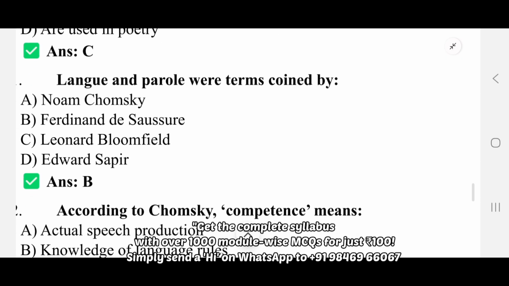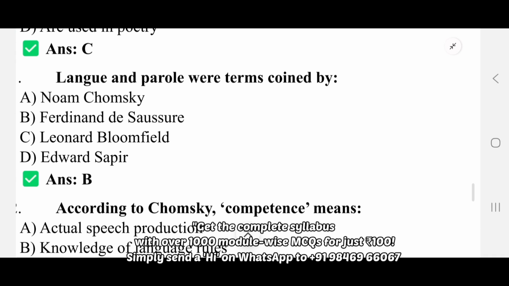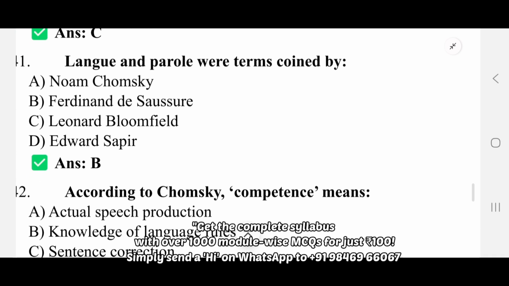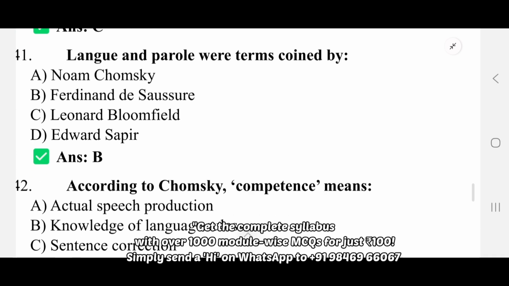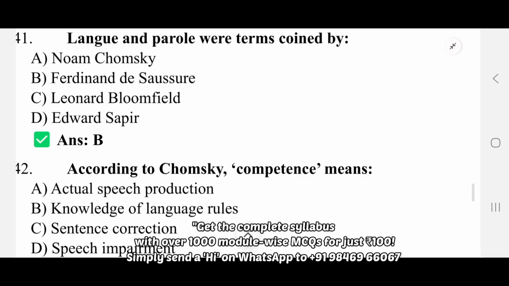Lang and parole were terms coined by Noam Chomsky, Ferdinand de Saussure, Leonard Bloomfield, Edward Sapir.